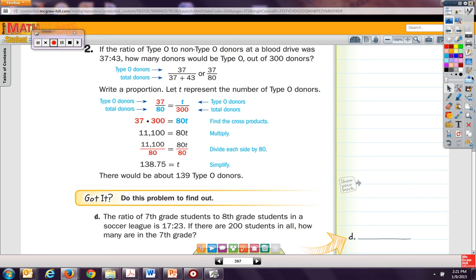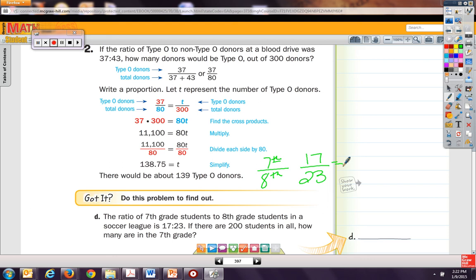Then our last Got It problem says the ratio of 7th grade students to 8th grade students in a soccer league is 17 to 23. So 7th grade to 8th grade. That's how we're going to set it up. The 7th grade will be the top one, 17 over 23 students. If there are 200 students in all, how many are in the 7th grade?